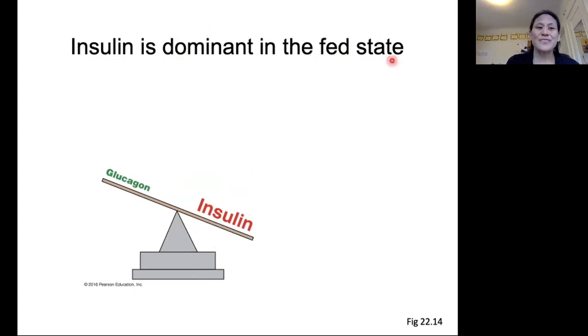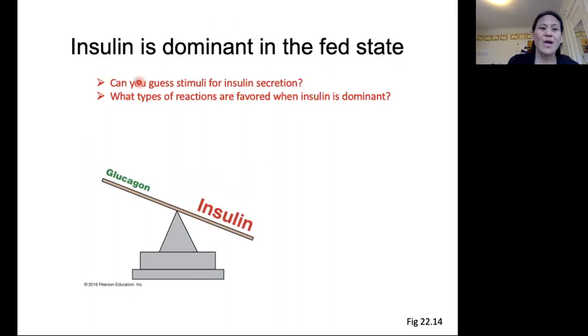Based on that, I want to see if you can answer these questions here, okay? One, can you guess what the stimuli are for insulin secretion, right? So what kinds of signals in the body would there be that tell the insulin secreting cells, the beta cells, that we're in the fed state, okay? And then a second question, what types of reactions are favored when insulin is dominant, right? So if we are in the fed state or if insulin is around, what are the reactions that we are going to be encouraging? What would you want to do with our nutrients that are present in the body? So go ahead and hit pause and see if you can answer those questions.